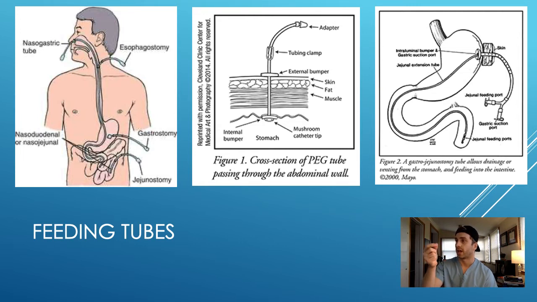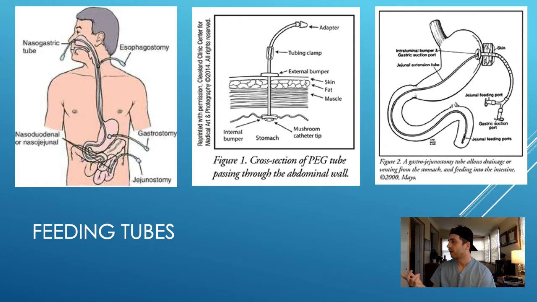And then the catheter goes all the way down into the stomach, where there's an internal bumper that stops it from migrating back up. And then you have the mushroom catheter tip, which is just the end of the catheter that has little holes that allow the nutrition or medications to go into the stomach.